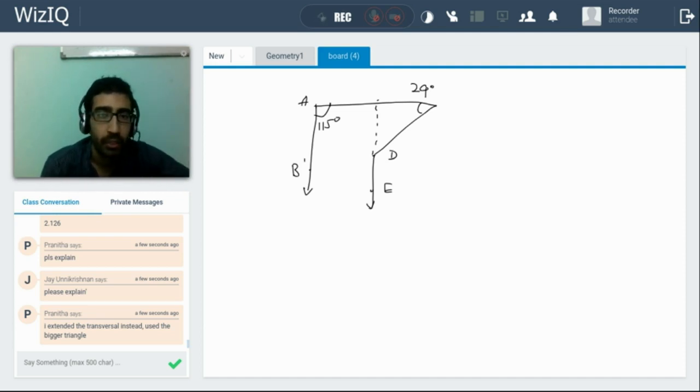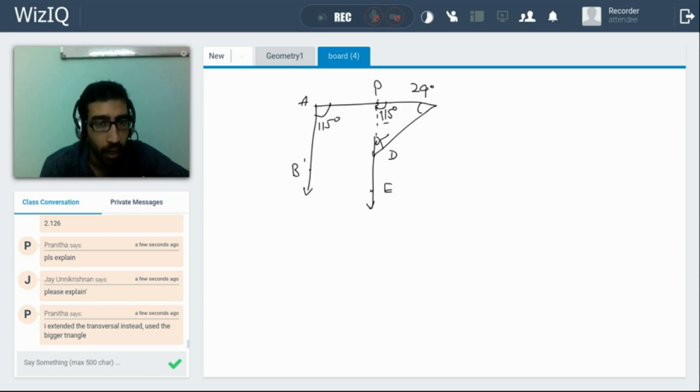Point number 1. So if this is 115 degrees and I extend this whole line, let me call this point P. Surely PE, PD or PE is parallel to AB because it's the same line. I just extended it. And if it's the same line, and these are 2 parallel lines, and this angle also happens to be 115 degrees, corresponding angles. Yeah? And if you know this is 115 and this is 29, surely you can calculate this angle.